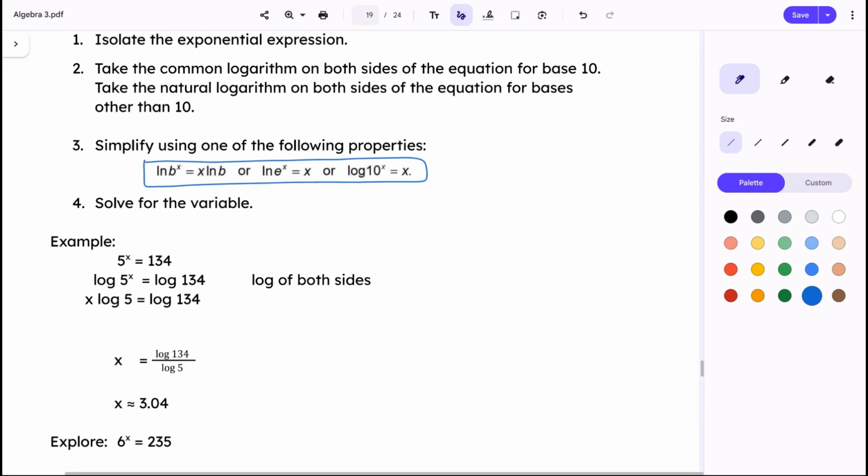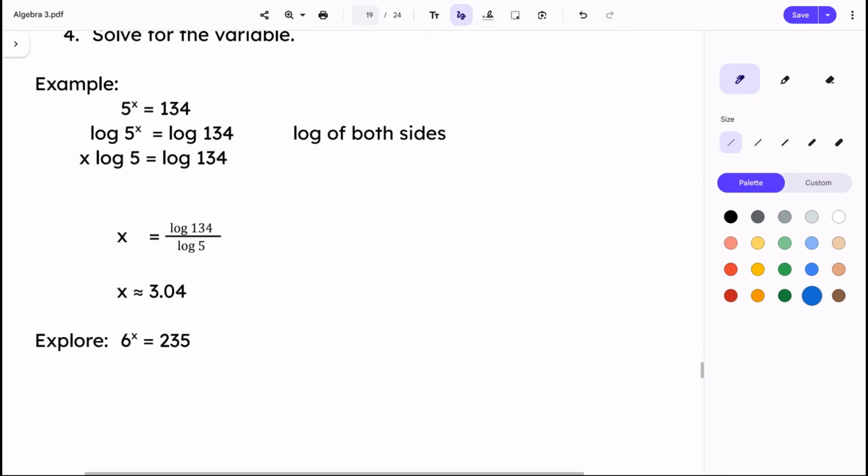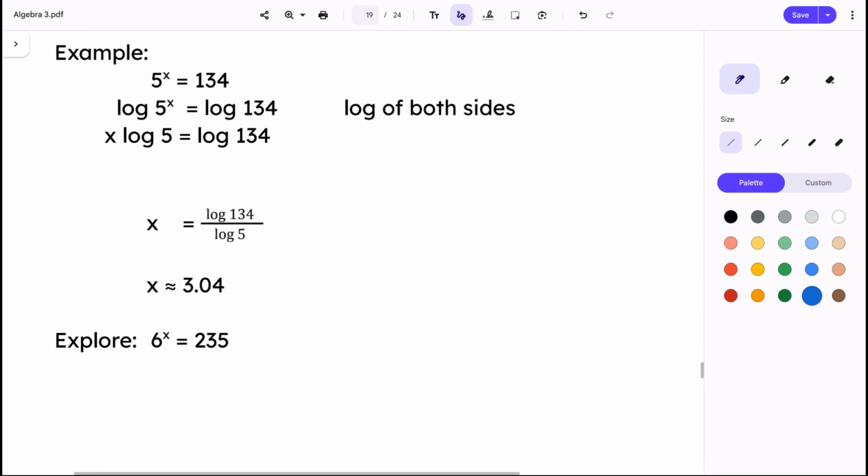All right, so if I take a look at this first example here, I have 5 to the x power is equal to 134. Now I cannot get the 5 and the 134 to match. Like I can't rewrite 134 with a base of 5, which is why I can't handle this problem the same way that I did the last one. So what I'm going to do instead is I'm going to do the logarithm of both sides. So I put log next to the 5 to the x power and log next to the 134. Then I'm going to use my power rule, which says I can take this x and I can move that to the front of the problem. So now it says x times the log of 5 equals the log of 134.